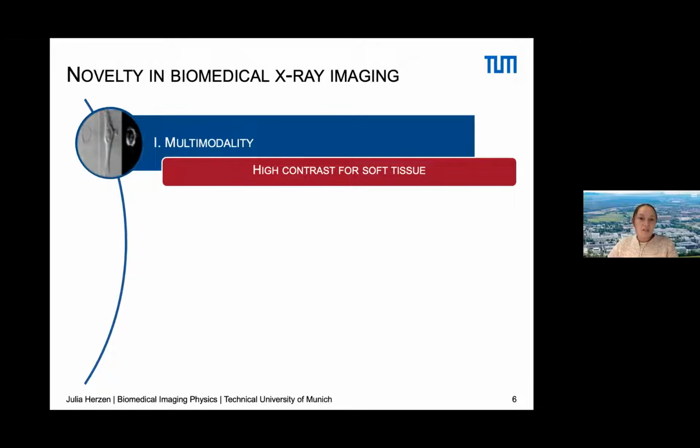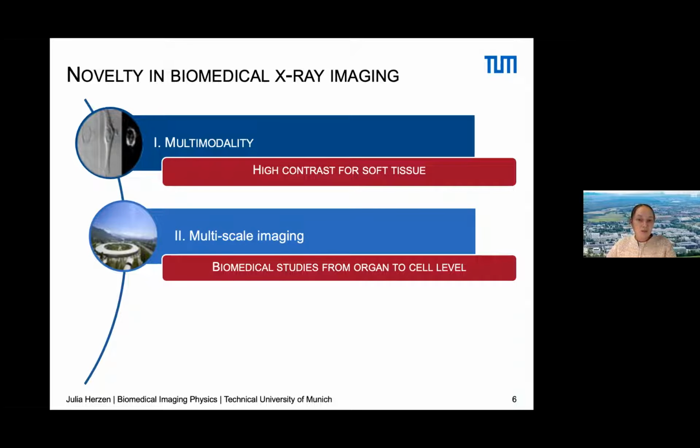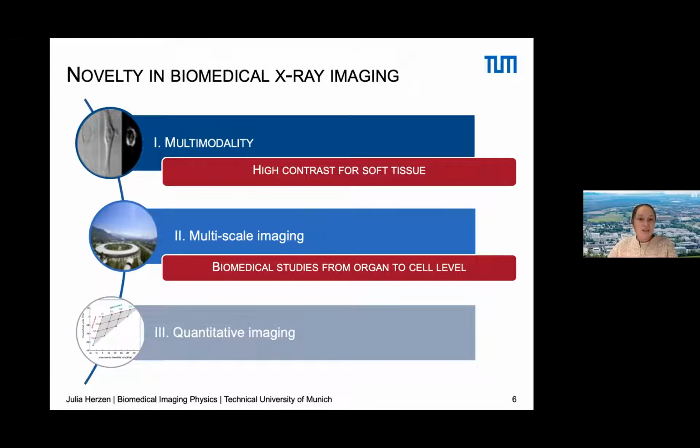And this is mainly used to gain contrast for soft tissue without contrasting it. This will be one part of my presentation today. The second part I would like to talk about is the multi-scale imaging. That means that we would like to perform imaging studies on whole organs of small animals like mice or rats, down to cell level, and how this can work in combination of different sources and methods. And the last point, which is really important to me, is the quantitative imaging.